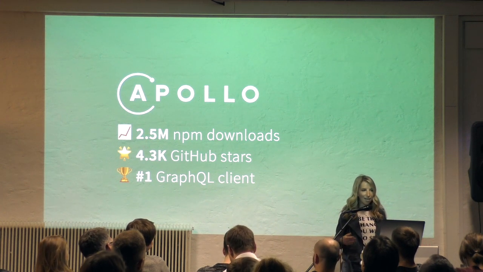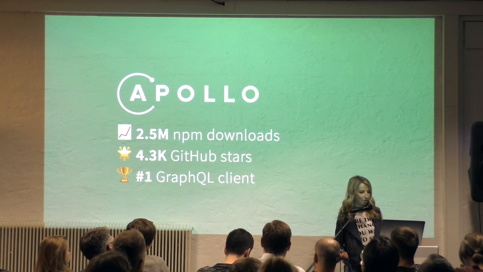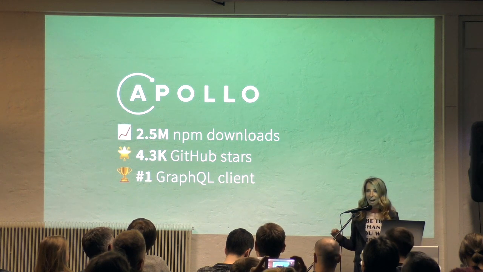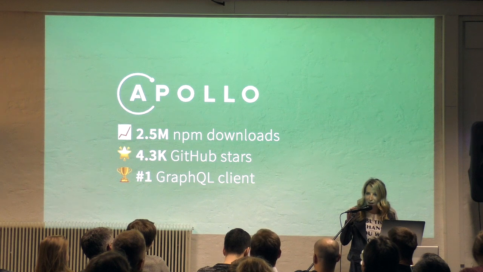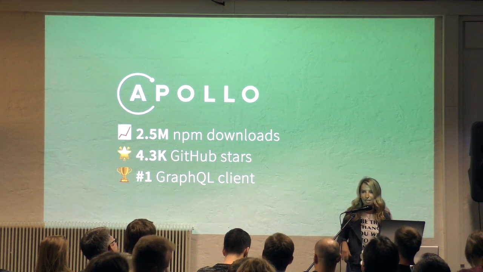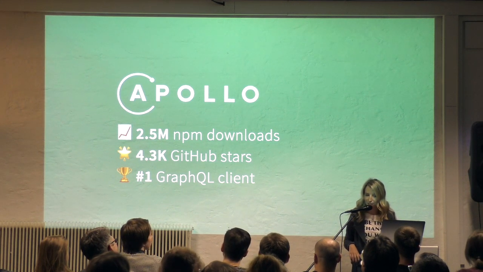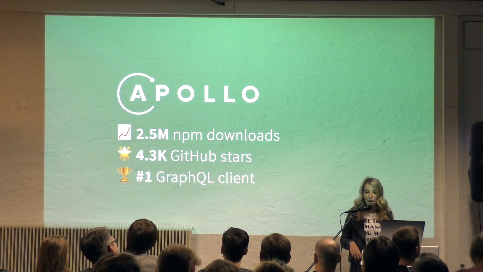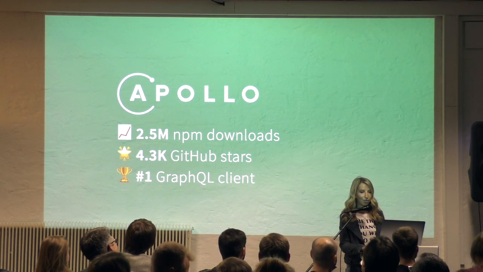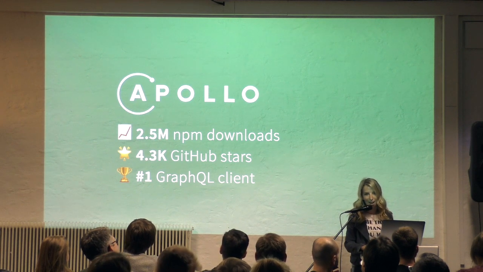So our main goal as the Apollo team and community is to make building applications simpler and faster with GraphQL. And I think this goal has really resonated with the community. We've seen astounding growth over the past year, resulting in over 2.5 million NPM downloads and almost 5,000 stars on GitHub for our most popular tool, Apollo Client. And it's also the most widely used GraphQL client in the ecosystem today.